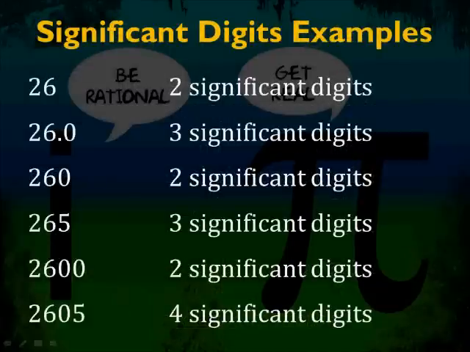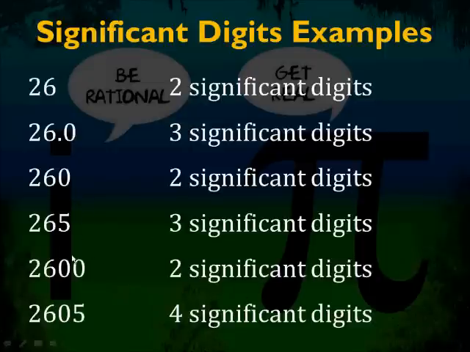Alright, so here are some examples of significant digits. The number 26 has two significant digits, the 2 and the 6. The number 26.0 has three significant digits. The reason it's 3 is because the point 0 tells the reader that it's not just 26, but it's exactly 26.0. You wouldn't have to put the point 0 there, so therefore it is significant. On the other hand, the number 260 is only two significant digits. The last 0, we don't know if it's exactly 260 or just a rounding to 260.